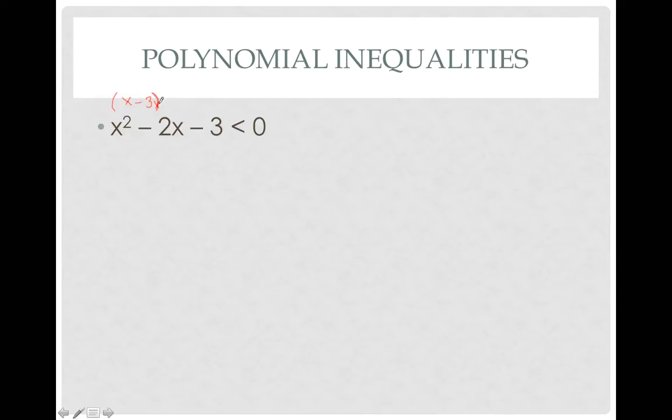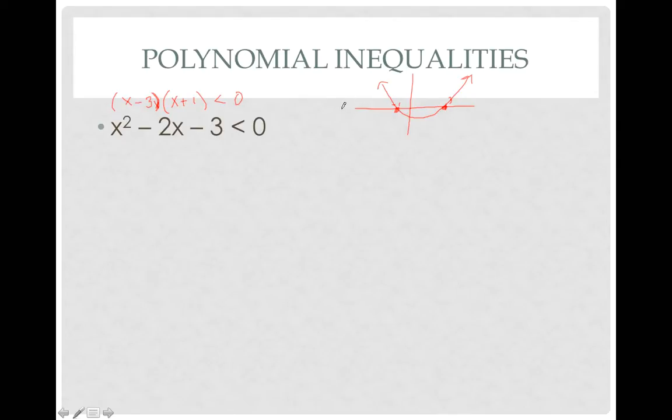Oops, not 3x. x minus 3 and x plus 1. That's basically saying the same thing. We're factoring it. We're looking at where it's still less than 0. So if we were to graph this function, we would have x equals negative 1 right there, and we would have x equals positive 3 right here. We'd have 2 of our x-intercepts. And basically we're looking to see where that function is less than 0.